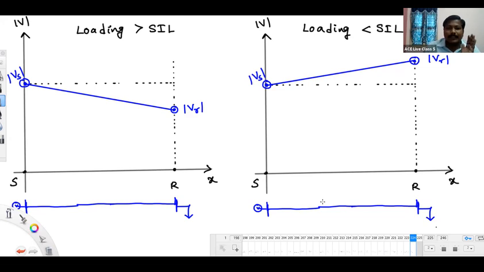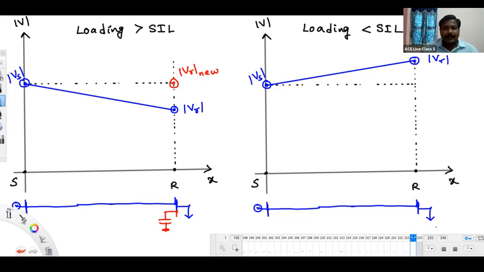We have to keep the shunt capacitor bank. Shunt capacitor bank, yes or no? So I was interested to keep one shunt capacitor bank at this bus. Like this, I am keeping the shunt capacitor bank at the receiving end side, such that this receiving end voltage magnitude is equal to sending end voltage magnitude. It's a new value after keeping the capacitor bank.